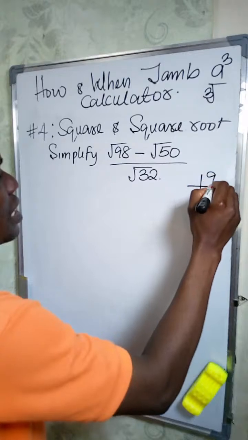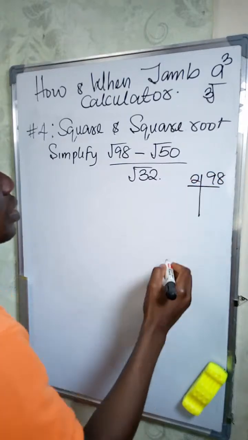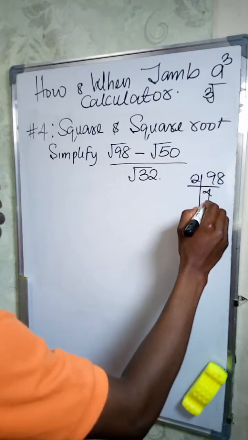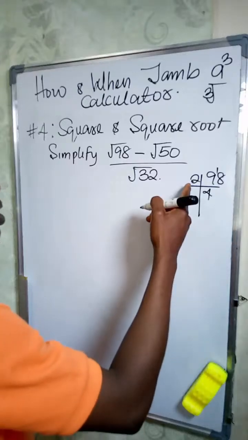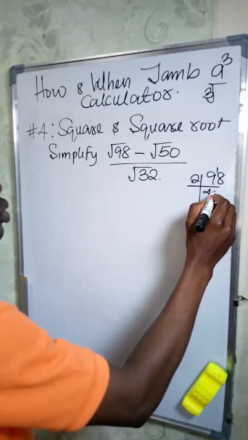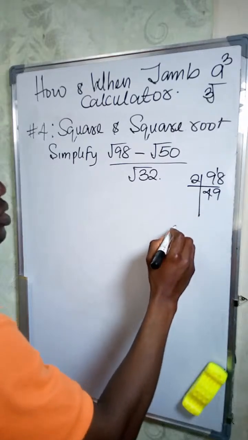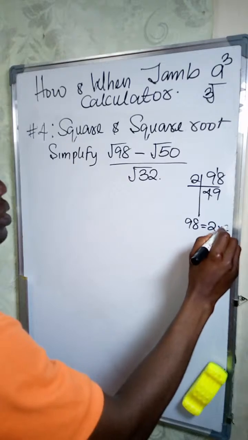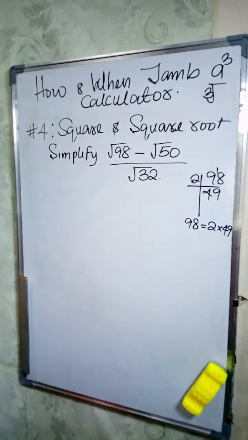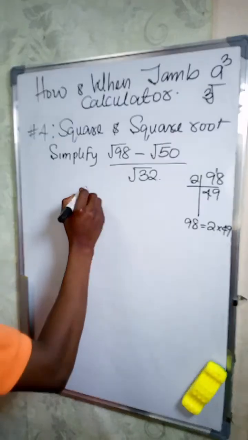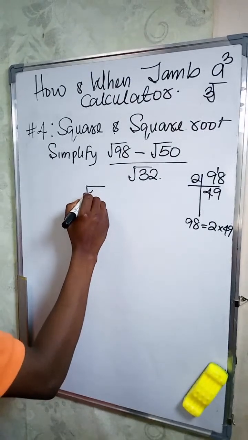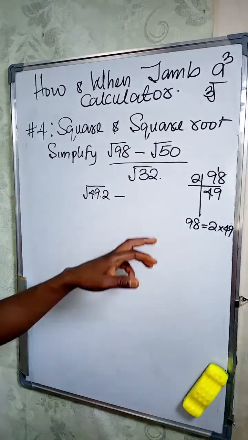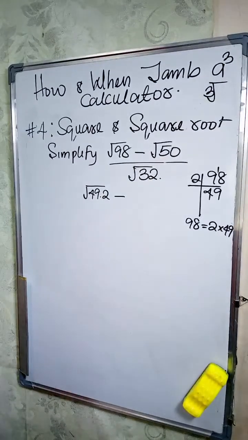For 98, if we divide 98 by 2, wetin e go give us? 9 divided by 2 na 4. 4 times 2 na 8. E go remain 1. 18 divided by 2 na 9. 9 times 2 na 18. So you see say 98 go fit give us 2 times 49. And you know say 49 na perfect square. So that means that one, we will get that one to be wetin? 49 times 2 minus. If you do this one now, you go find one perfect square root from this one.